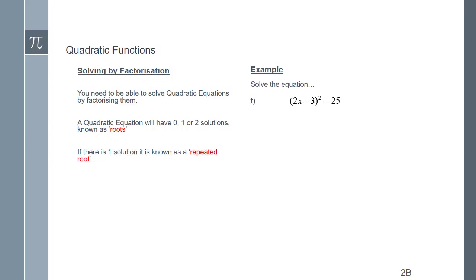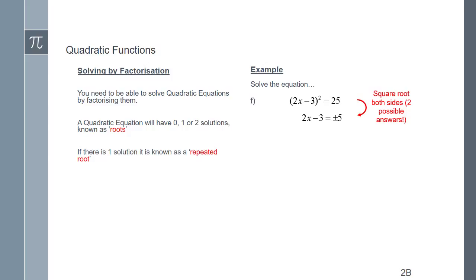2x minus 3 squared is equal to 25. In this type of example, we actually have a different way we can solve this. Because it's 2x minus 3 squared is equal to 25, we can square root both sides. When we square root 2x minus 3 squared, we're left with 2x minus 3. And when we square root 25, we get two answers, plus or minus 5.